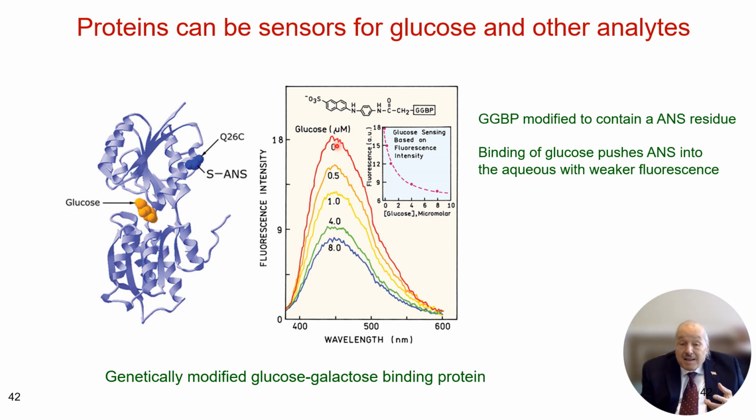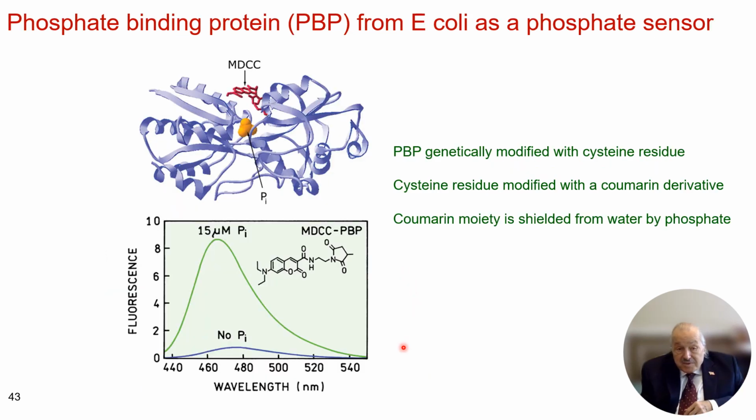So it's told us the mechanism in which this particular protein sensor worked is by glucose replacing or pushing out the ANS away into a more water environment. A protein sensor can also work in the opposite direction. This is the phosphate binding protein, also from E. coli, genetically modified, to put in, I believe it was a coumarin probe, and hoping that it would sense phosphate binding, and that's exactly what happened.